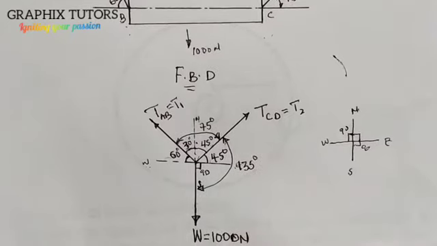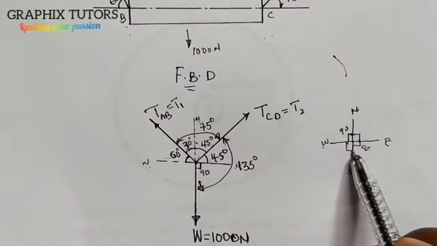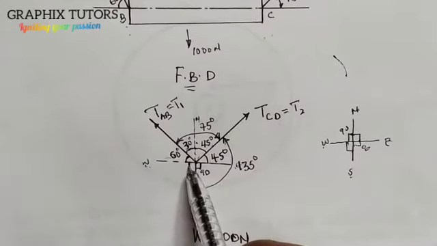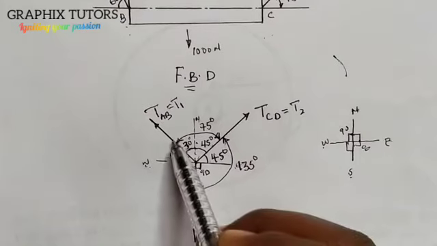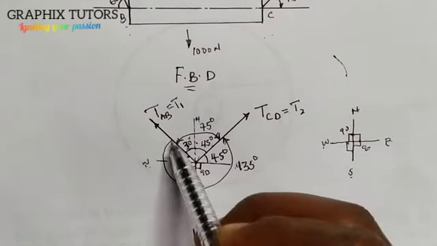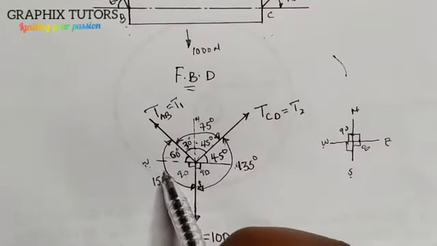135 degrees. Now similarly, we know between west and south is also 90. So the angle between west and this south here is 90, right? So if I sum the angle between these two forces here, 90 plus 60, that will give me 150 degrees.